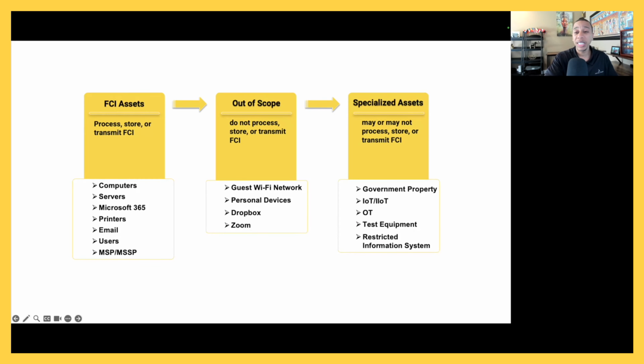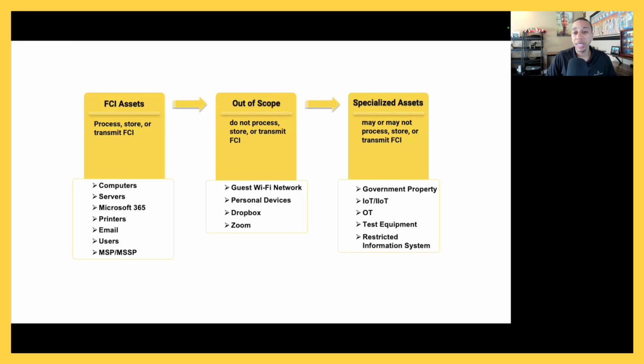Lastly, in the CMMC Level 1 scoping guide, we have specialized assets. These assets may or may not process, store, or transmit FCI. Just some of the examples: government property, test equipment, restricted information systems. So think about if you're working on a contract where the government issues you a laptop, and that's a government-owned laptop, that would be an example of a specialized asset. You would categorize it in your asset inventory as a specialized asset, but the specialized assets would not be part of the Level 1 CMMC self-assessment scope. You would not have to assess that asset against those 15 requirements.